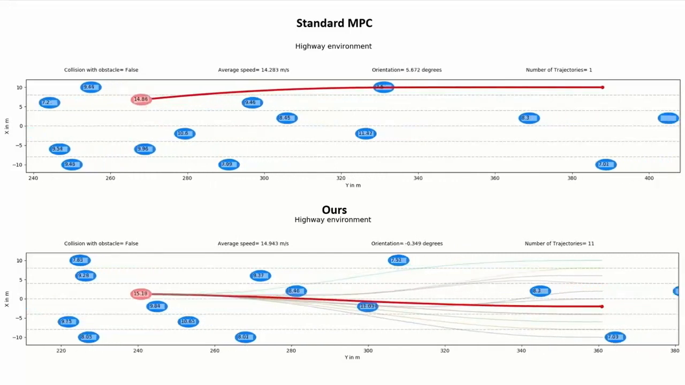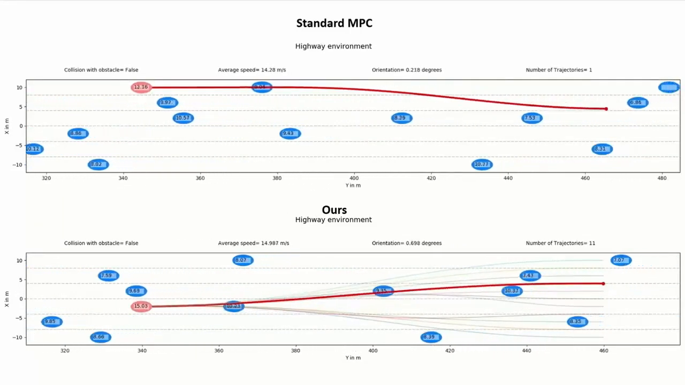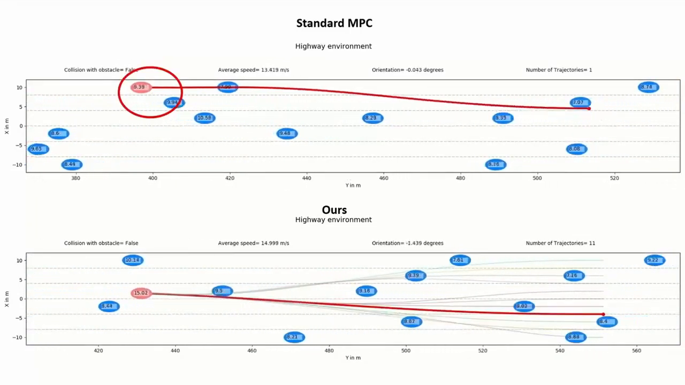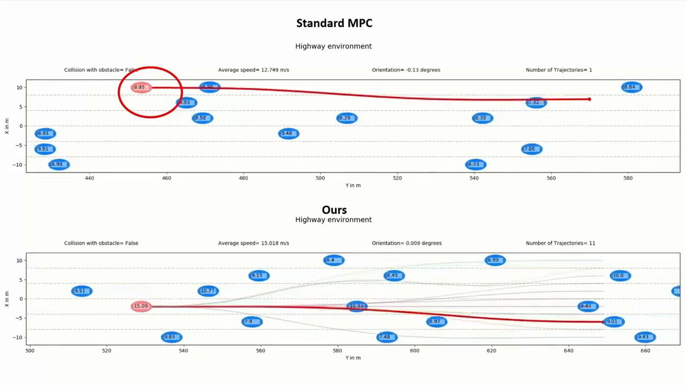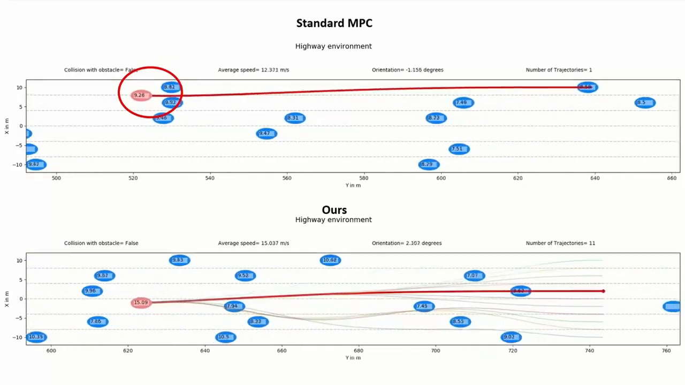In contrast, our batch optimizer based MPC can explore the free space better and can use a smooth acceleration profile to converge to the desired cruise velocity of 15 meters per second.